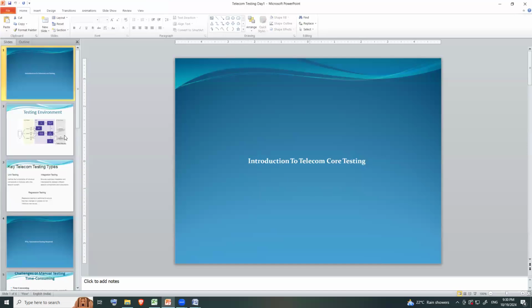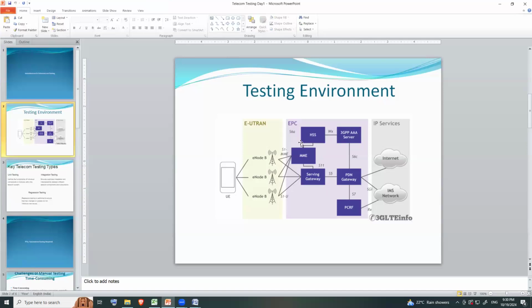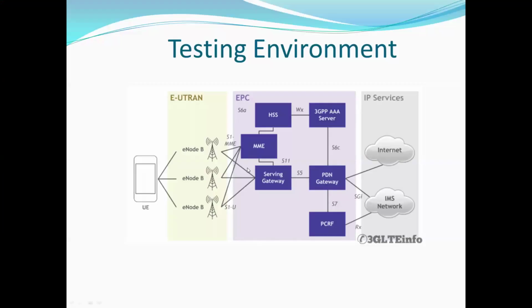So, introduction to telecom core testing. In the core network, we have multiple things. We have IMS core, we have EPC core, we have 2G GSM core as well, and earlier we had 5G core. So as of now, I have put it on projection mode. Hope it's visible now. Yes, everyone can see it. Great.